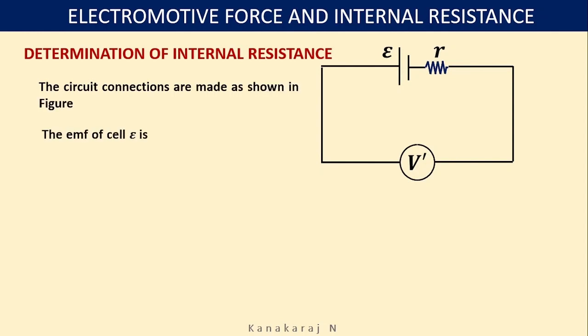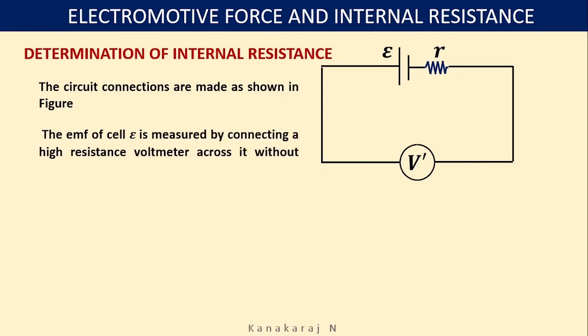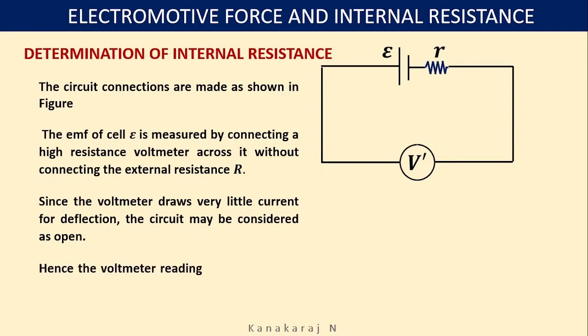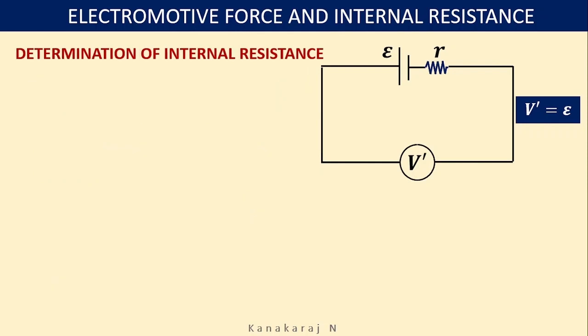The EMF of a cell epsilon is measured by connecting a high resistance voltmeter across it without connecting the external resistance R. Since the voltmeter draws very little current for deflection, the circuit may be considered as open. Hence, the voltmeter reading gives the EMF of the cell. We can say V prime equals epsilon. Let us write this close to the diagram.